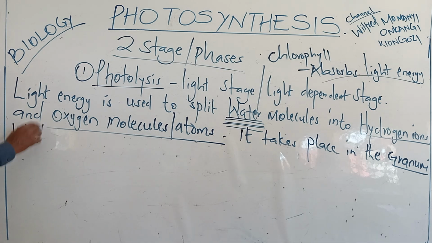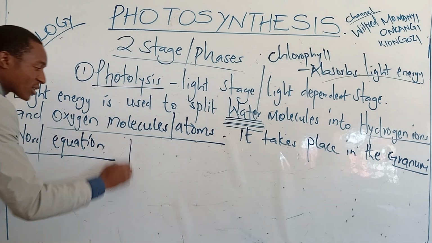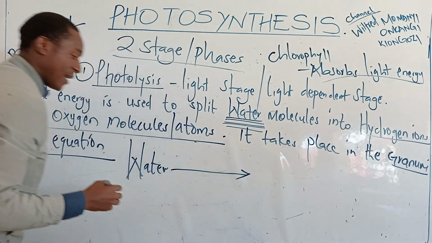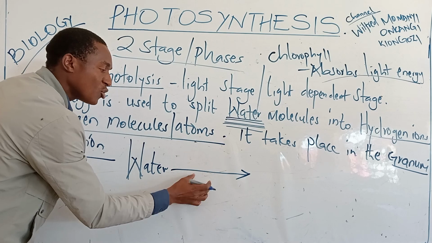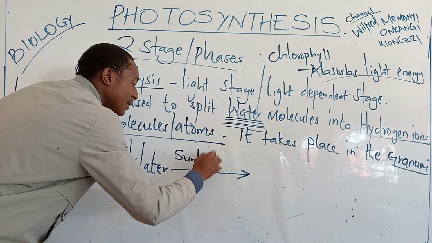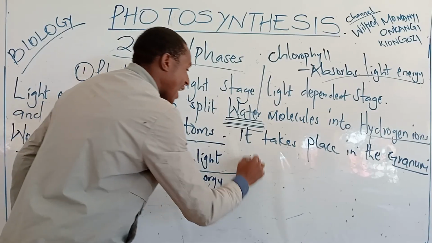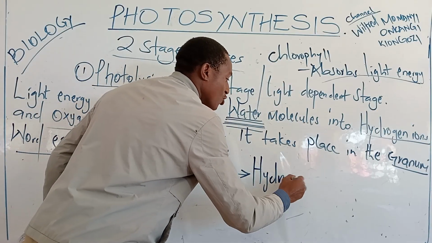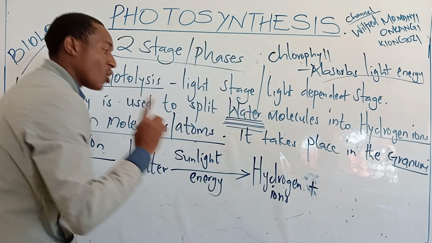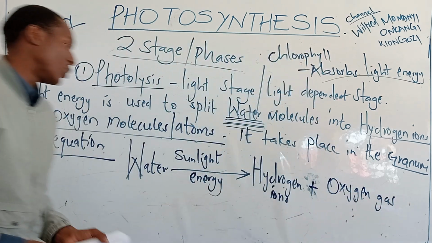We can write a simple word equation for the process. You write water in words, then you put an arrow, is split. On this arrow you write the condition that is necessary. The condition, sunlight energy, split into hydrogen ions plus oxygen gas or molecules.